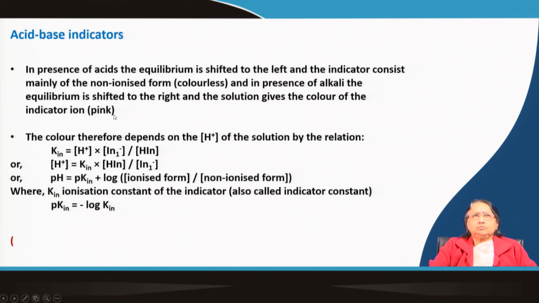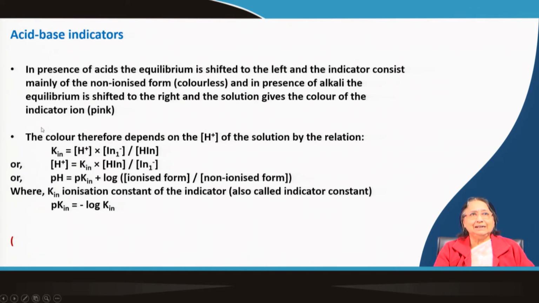Now, there is something going on that is very similar to the equilibrium of acetic acid that prevails in water medium. You will find the similarity. The color therefore depends on the H+ ion concentration of the solution by the relation. How? K indicator, this is the equilibrium constant, because you can think that HIn is giving H+ and In-. I have shown you the equation in the previous slide.